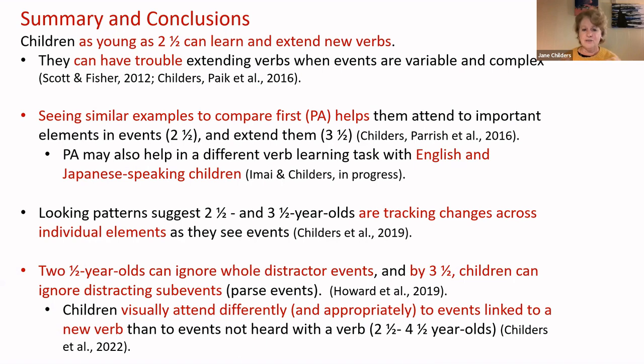Looking patterns also show that 2.5 and 3.5-year-olds track changes across individual elements, for example, tools or affected objects, heads and hands. They're looking at individual parts of events. And 2.5-year-olds can ignore whole distractor events. By 3.5, children can ignore distracting sub-events as well. They look differently to events linked to a new verb than events not linked to a verb.